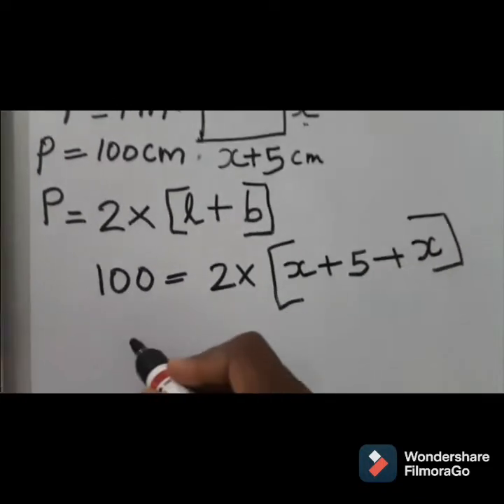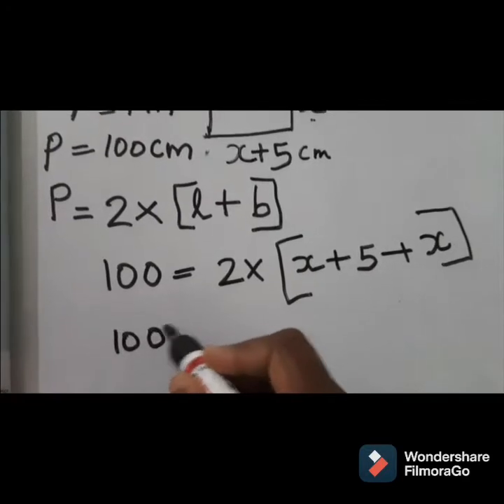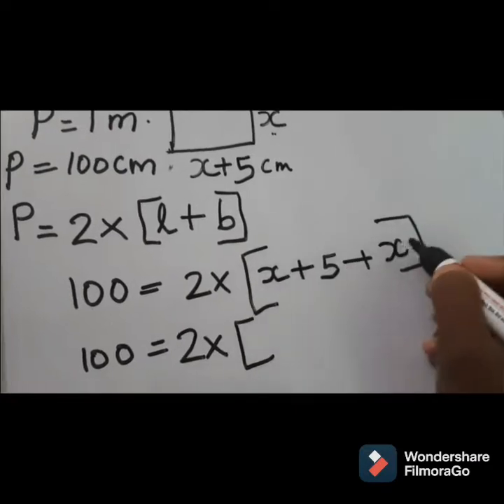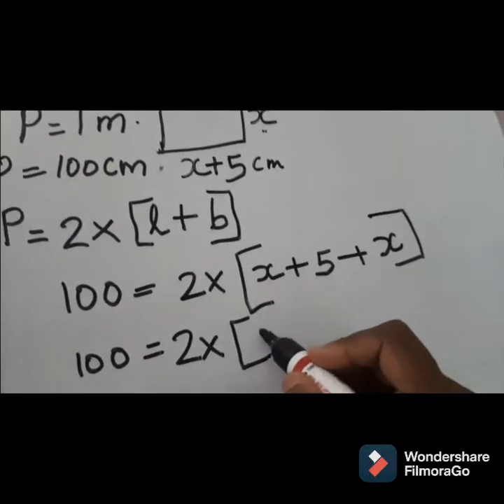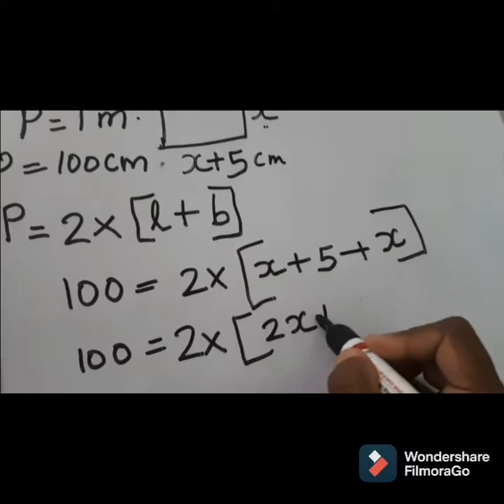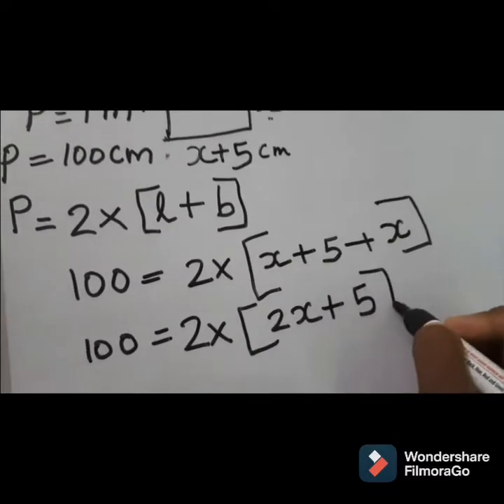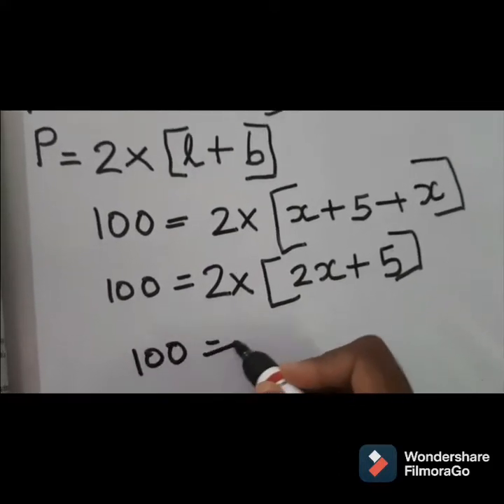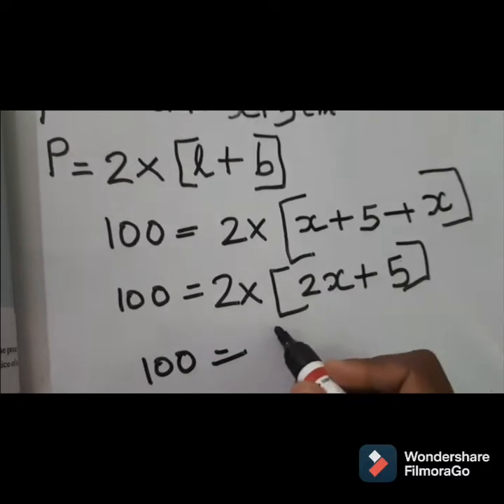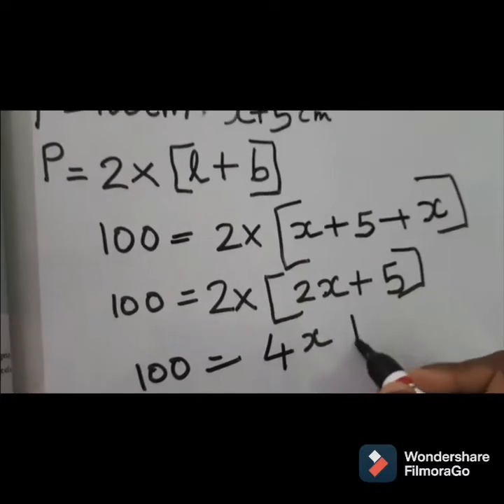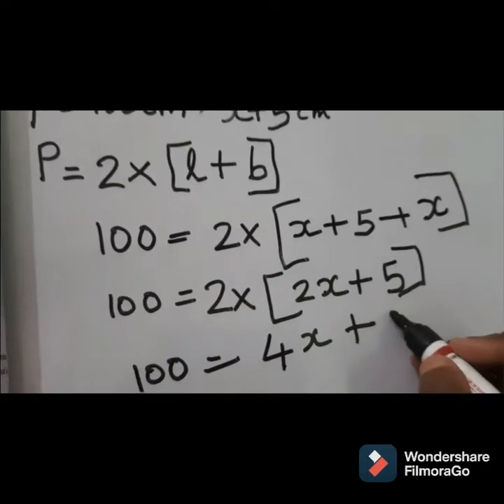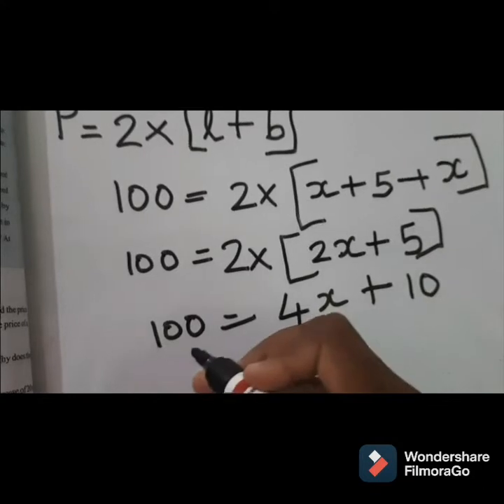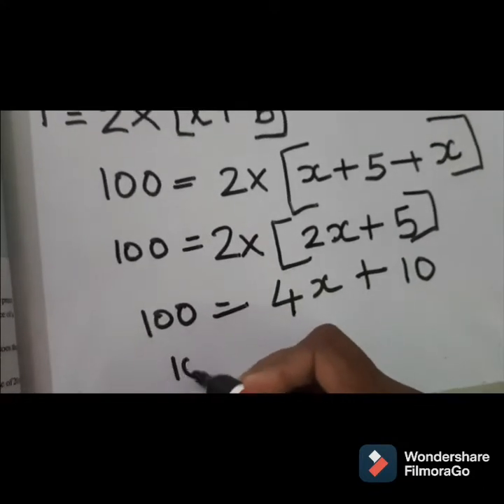So we will get 100 equal to 2 into (x plus 5 plus x), that is 2 into (2x plus 5). Now we can multiply. So 100 equal to 2 into 2x, that is 4x, plus 2 into 5, that is 10. Now we can take this number to this side. So what will happen? 100.